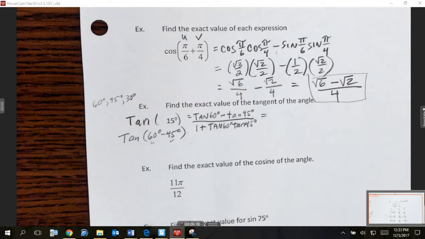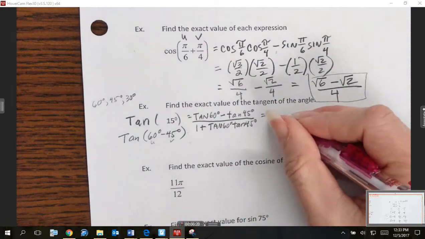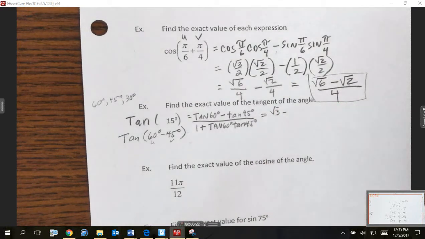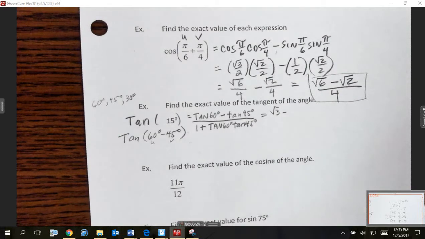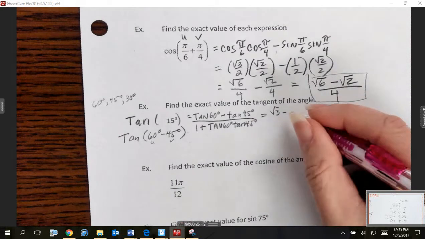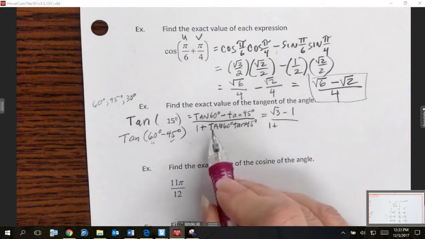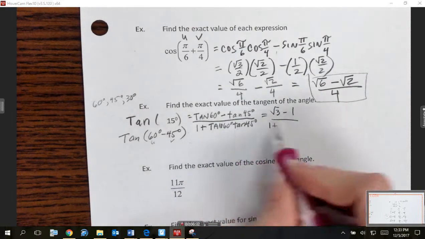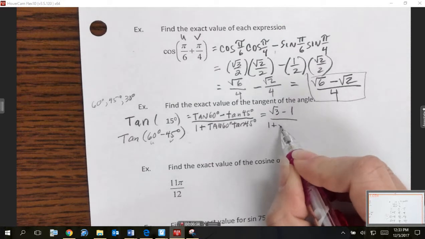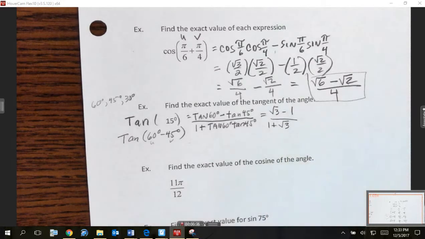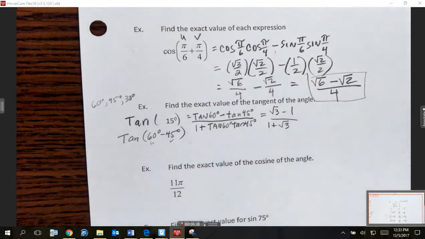Who knows it? Tangent of 60 degrees, what is it? Radical 3 minus what's the tangent of 45? Then we do 1 plus, and then we have to do tangent of 60 multiplied by tangent of 45. So it's just radical 3 times 1, radical 3. So that should be the tangent of 15 degrees.